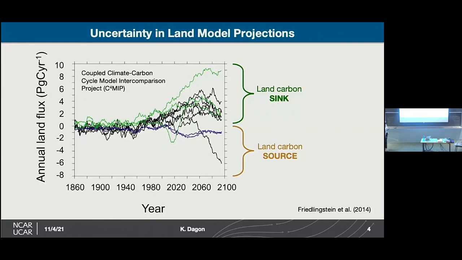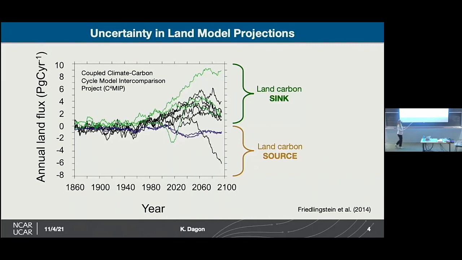So I love starting with this figure, which is from a MIP. It's from C4 MIP, which is a carbon cycle MIP. And so each of the lines in this plot are different Earth system models, all forced by the same future climate scenario, RCP 8.5, projecting into the future to 2100. What's plotted on the y-axis is the annual flux of carbon to or from the land, such that if it's positive, so here's the 0 line, that means the land is taking up carbon. If it's negative, the land is emitting carbon.